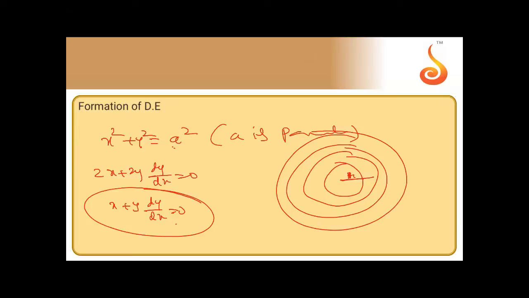Next, I'll take one more example. x by a plus y by b equal to 1. Here, this is a straight line which depends on a and b. So if a and b change, obviously the equation will change. Here a, b are parameters. That means you have to differentiate twice. You can differentiate how many times? Twice, and eliminate the a and b values.